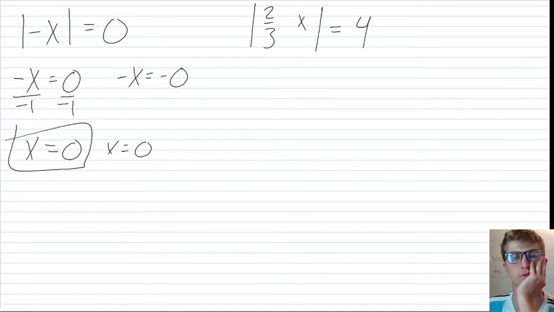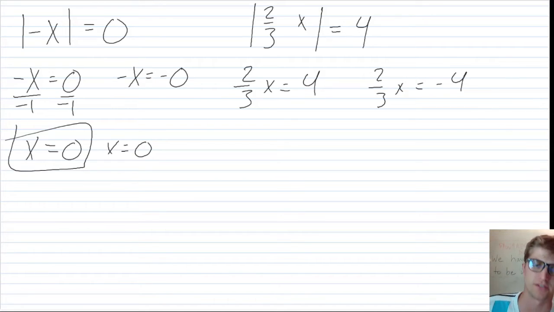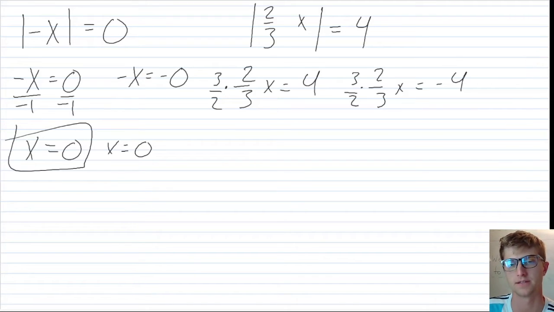Absolute value of 2/3 x equals 4. 4 is positive, we're good to go. We make two problems, 2/3 x equals 4, and then 2/3 x equals -4. What's happening to x? It's being multiplied by 2/3. How do we undo that? We multiply by the reciprocal, 3/2. We can actually work both of these at the same time since it's the same steps.